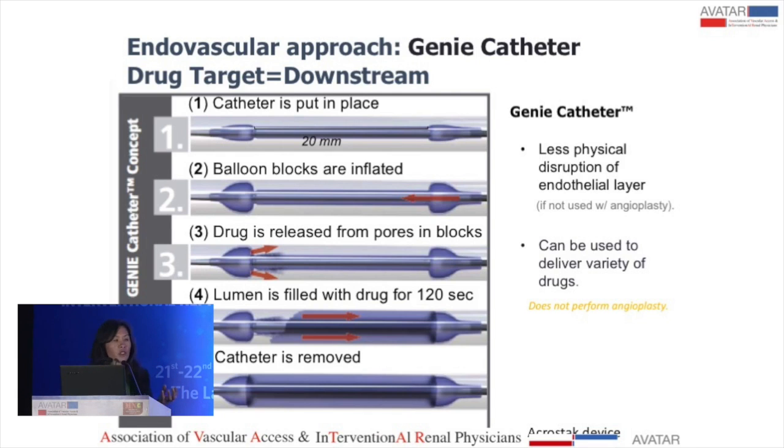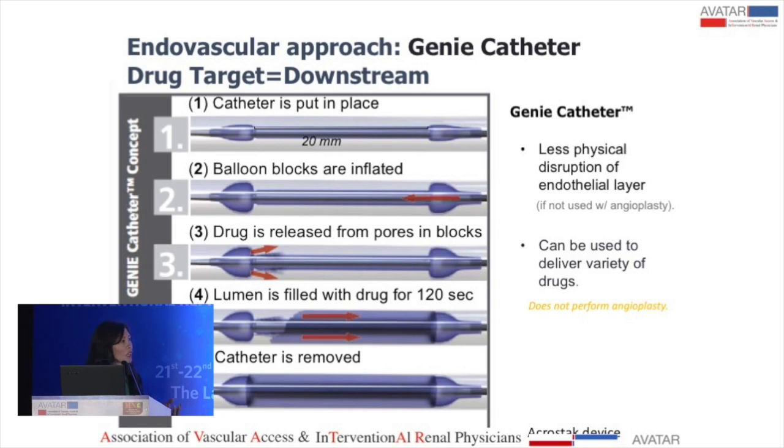So this is really good, and the benefit of this is that you can actually put any type of drug in there, paclitaxel or nitric oxide, anything that you want to deliver there. The other thing is that it's not an angioplasty balloon, so it does not cause endothelial disruption or injury. So this is actually being used for cardiovascular purposes, and it has approval for cardiovascular and peripheral, but hasn't actually been used for hemodialysis access.